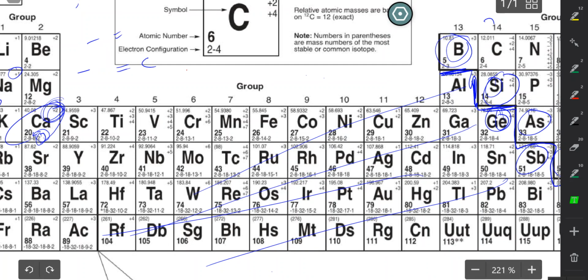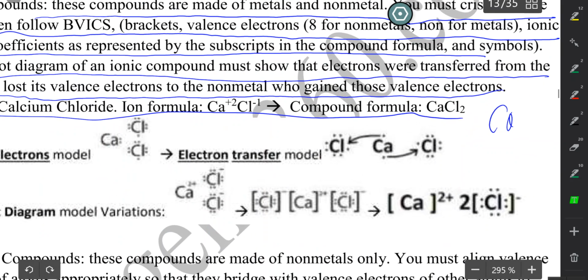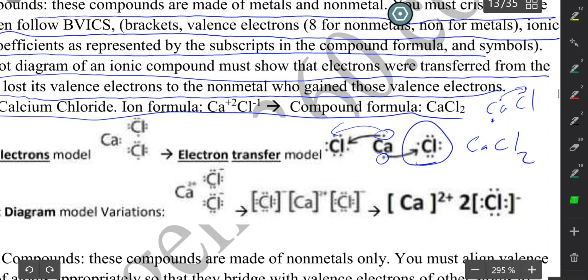Okay, so going back to here. Here's your calcium giving away its 2 valence electrons to chlorine in the compound CaCl2. Now calcium cannot only bond with one chlorine, because if it bonds with one chlorine, calcium will be left with 1 electron. It will give one of its electrons to chlorine, but the other one, it cannot give to this chlorine. Why? Because chlorine has 7 valence electrons and it's only willing to accept 1 more.